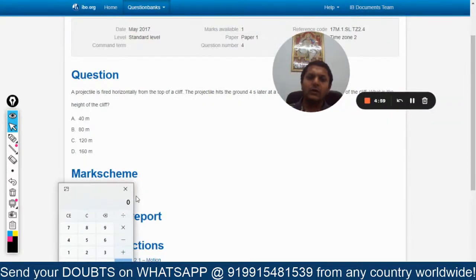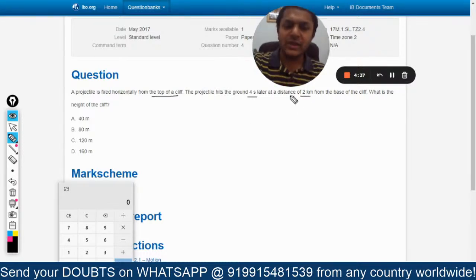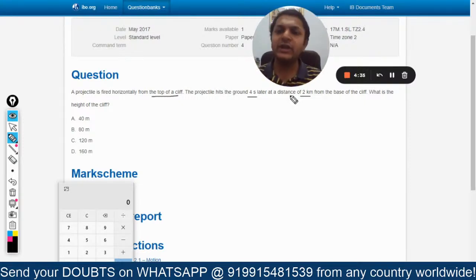Okay. So in this question, a projectile is fired horizontally from the top of a cliff. The projectile hits the ground 4 seconds later at a distance of 2 kilometers from the base of the cliff. So from the base of the cliff, the body has reached 2 kilometers away and the time taken was 4 seconds. What is the height of the cliff? So the diagram for the same will look somewhat like this.